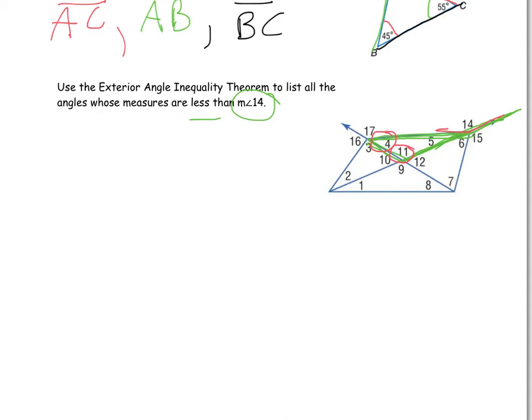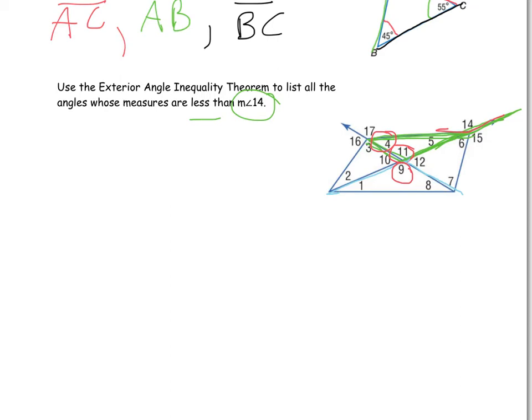Well, you'll notice that angle 9 is vertical to angle 11, which means angle 9 also is less than. If angle 11 is less than 14, 9 must also be less than 14.